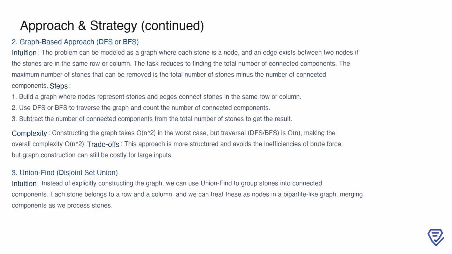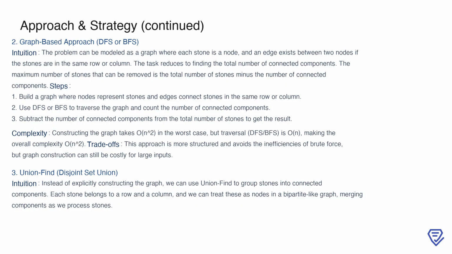The maximum number of stones that can be removed is simply the total number of stones minus the number of connected components. To implement this, you would first construct the graph by connecting nodes that share a row or column. Then, using DFS or BFS, you traverse the graph to count the connected components. While this approach avoids the inefficiencies of brute force, the graph construction itself can still be costly.